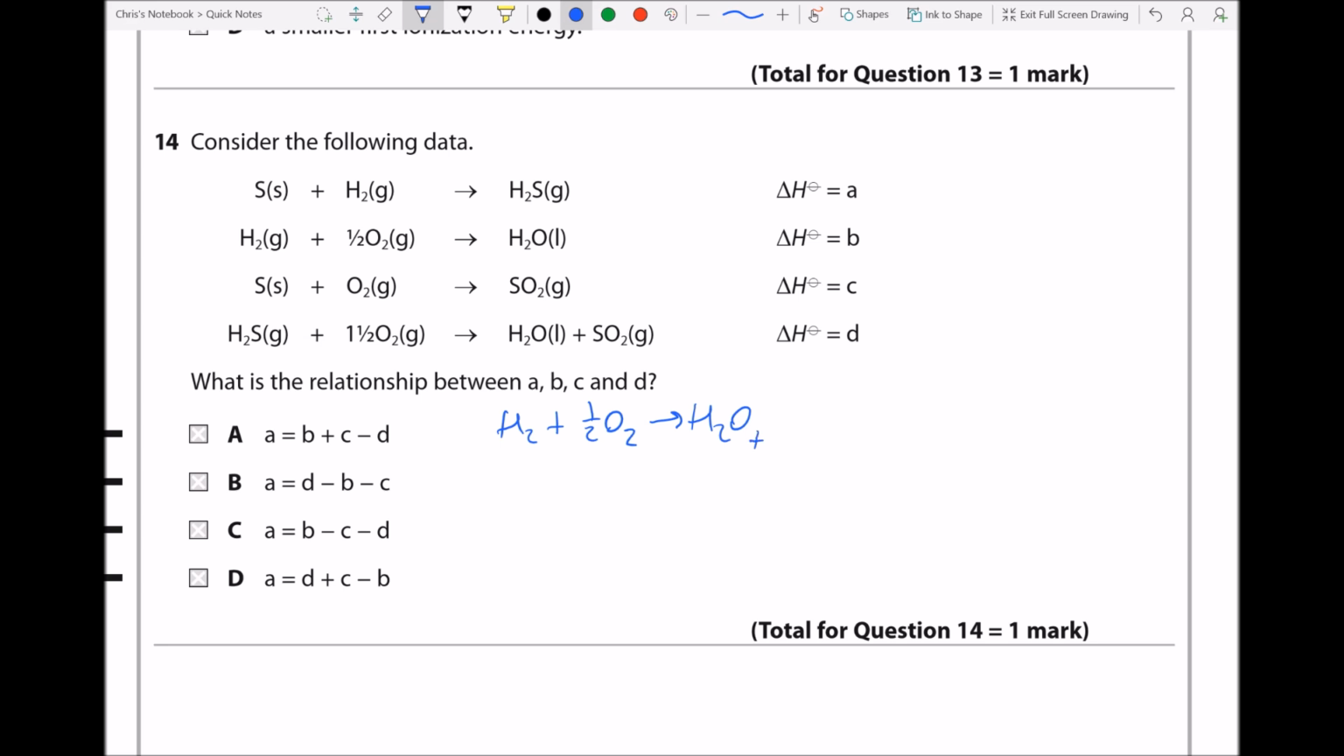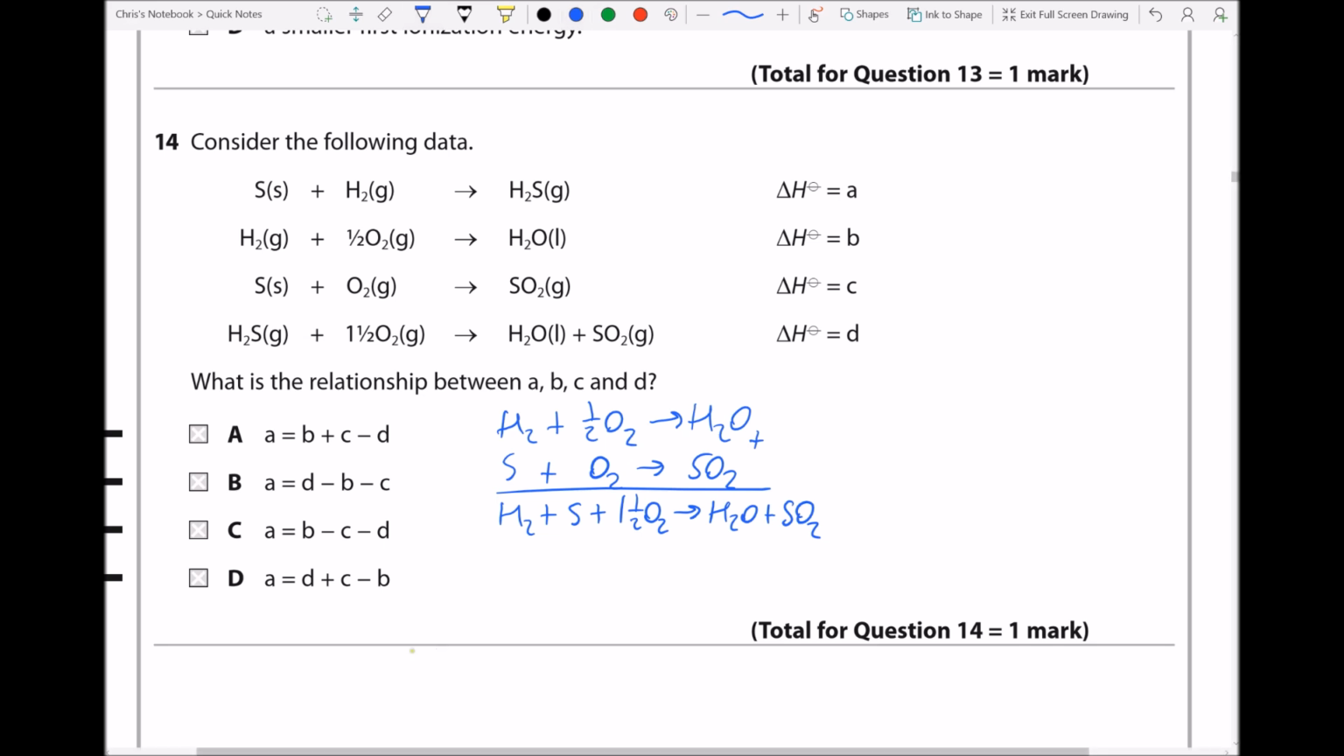And we're going to add that. Let's get C in there as well. So S plus O2, and that will produce SO2. Okay, so we're going to add all these up. So that's going to give us H2 plus S plus 1.5 O2, and that's going to produce H2O plus SO2. Okay, so we've added them.